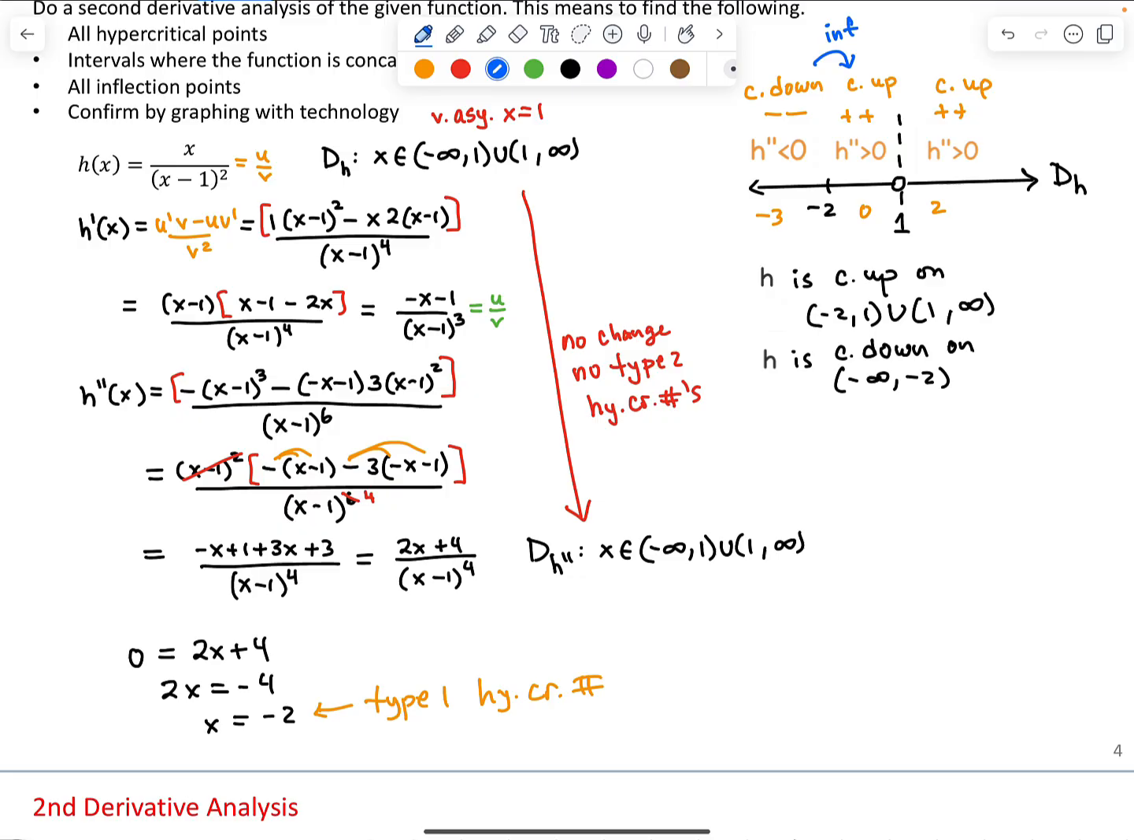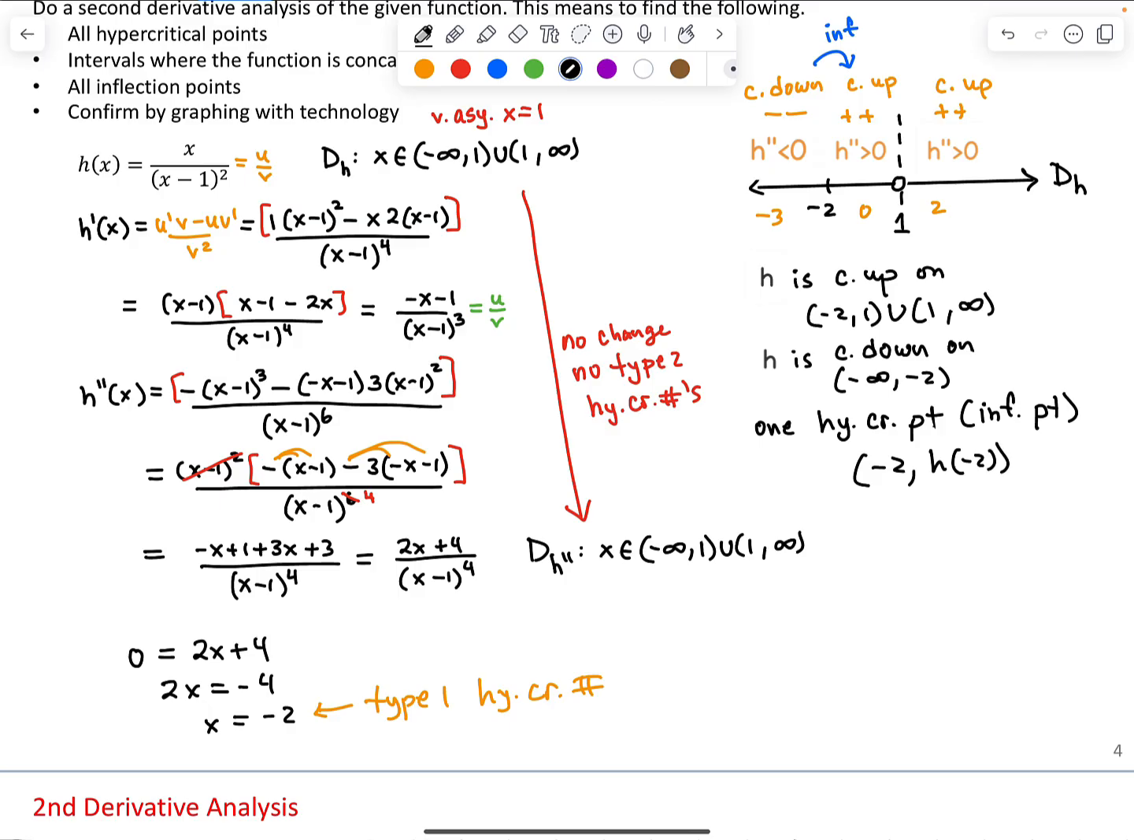Be careful, we don't need to bother analyzing the change in concavity around the asymptote, because even if there was a change in concavity around the asymptote, 1 would not be an inflection point because 1 is not in the domain. So we have one hypercritical point. Also, it's an inflection point. It's at -2, comma, h of -2.